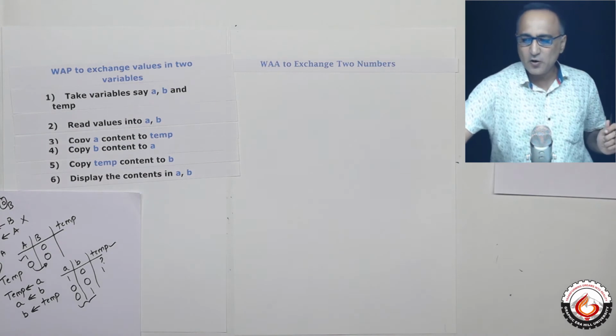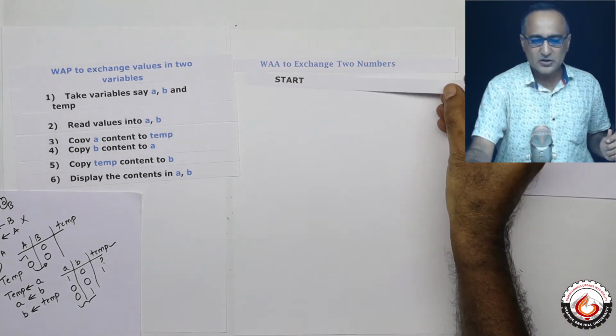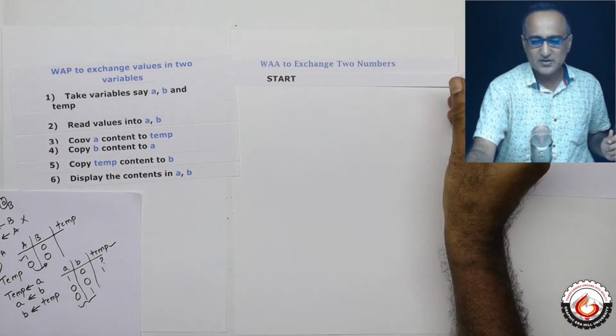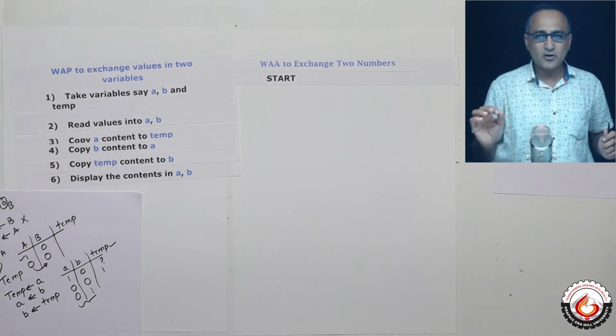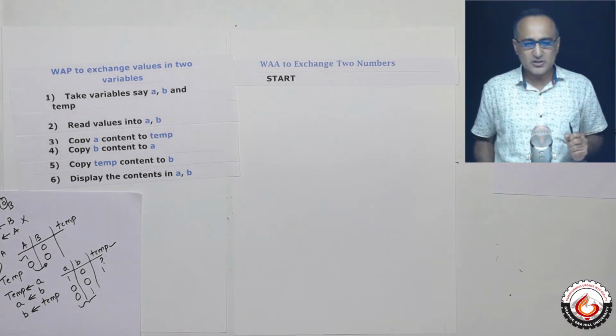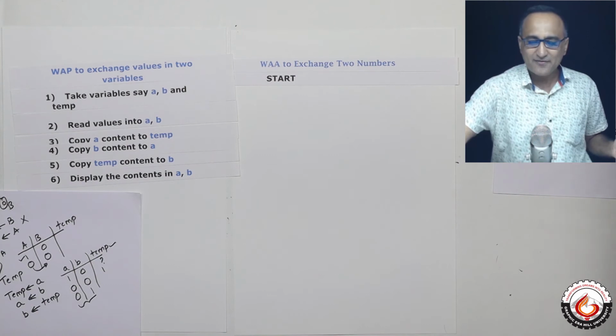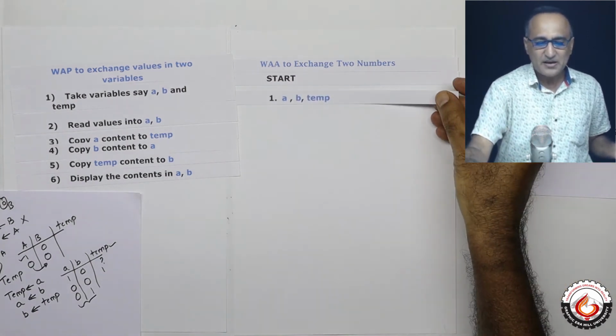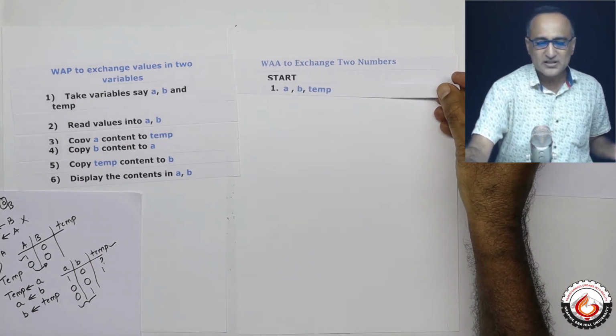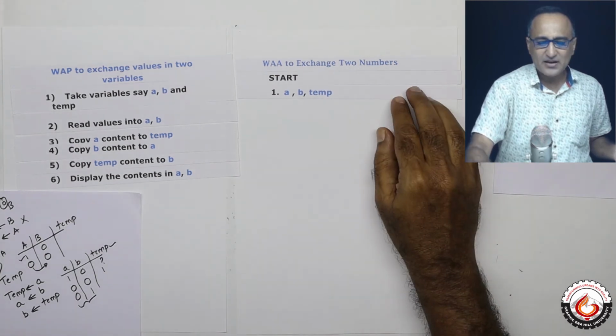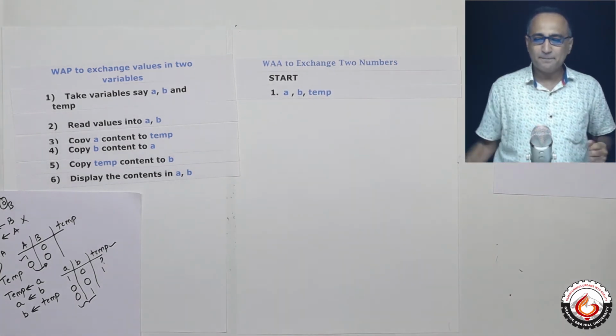The first step in an algorithm is the step start. As always, every algorithm or every flowchart is going to start with start. Then I'm going to indicate to the person who is reading the algorithm that I'm going to have three variables a, b, and temp.